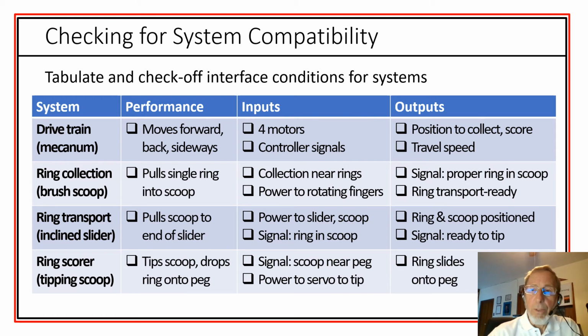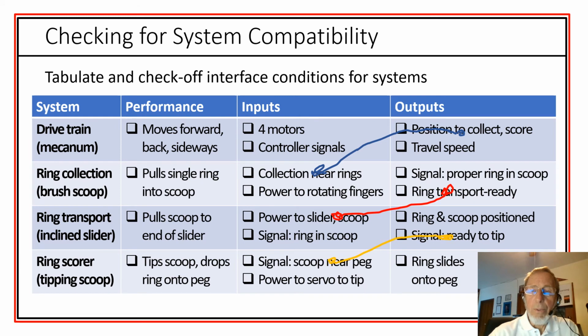The ring transport system needs to be such that the ring and scoop are positioned where they need to be by the end of their function. And they produce a signal then that says, hey, we're ready to tip. And then of course the ring scorer tips and the ring slides off. So the output is the ring sliding onto the peg. You note the output of one part of the robot tells the next part to perform.